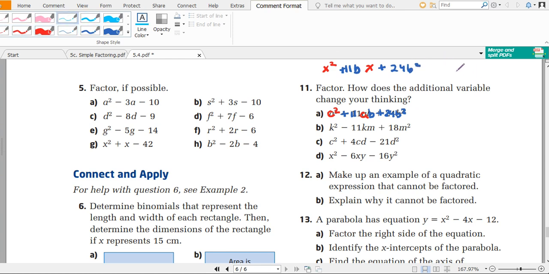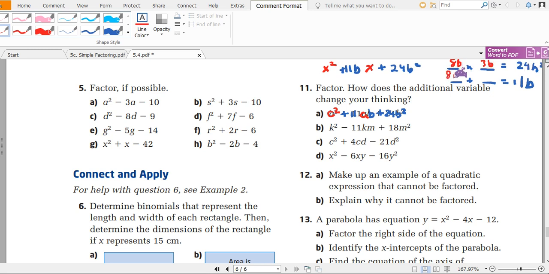Well, it means the exact same thing. I need two numbers that will multiply to give me 24b squared, but at the same time must add to give me 11b. And what are those two numbers? Well, 8 and 3 obviously work, right? But 8 times 3 is not 24b squared. It's going to be 8b times 3b that gives me 24b squared, correct?